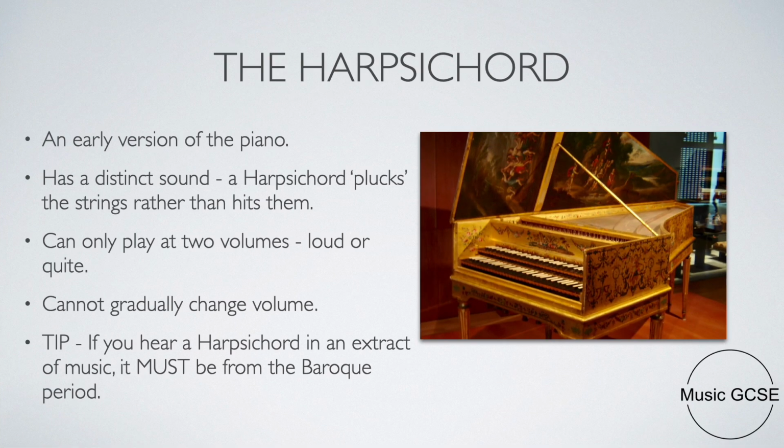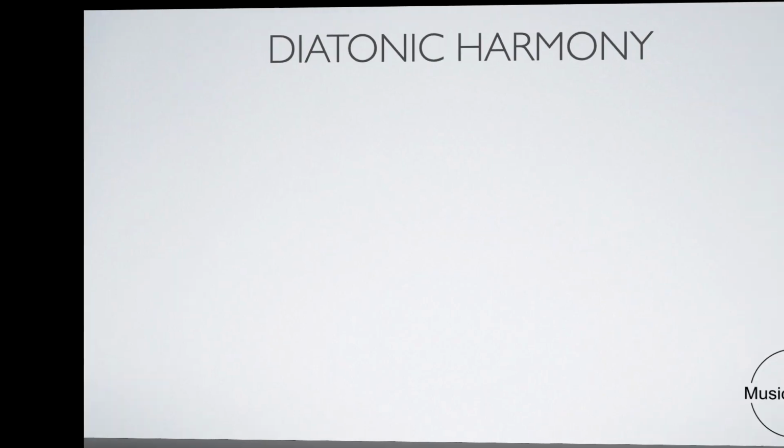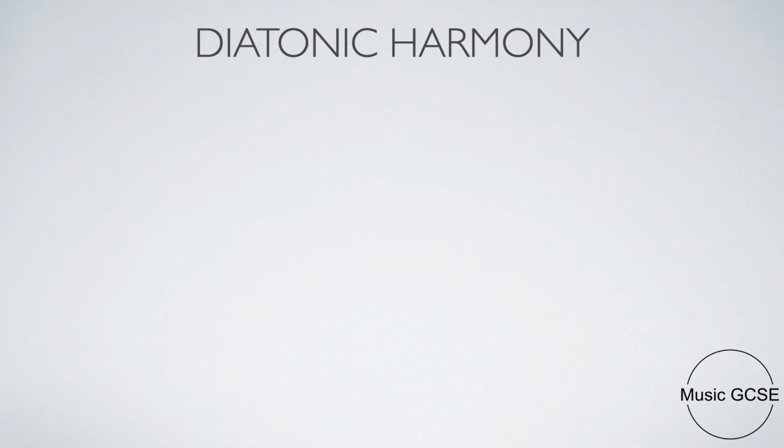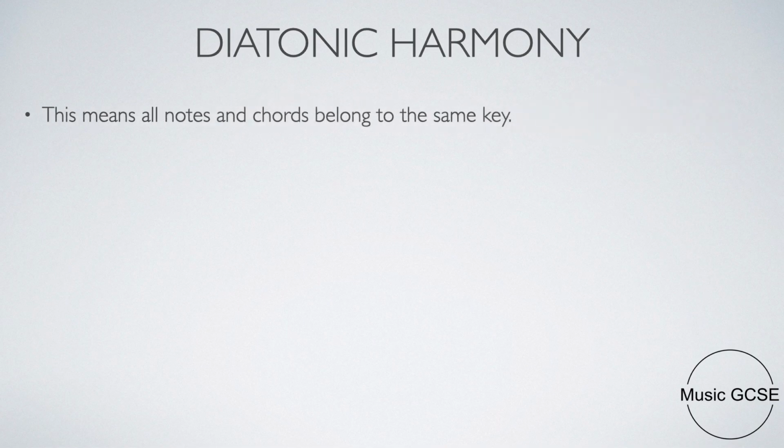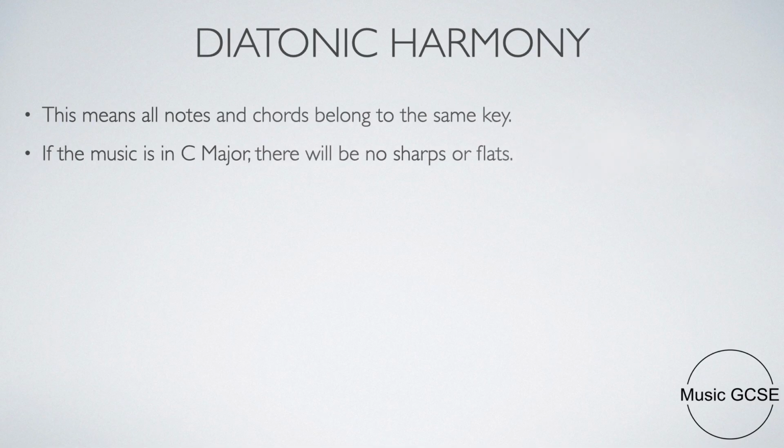So when we listed the musical features of the Baroque period a few moments ago, we said that the Baroque period uses diatonic harmony. But what does that mean? Well, if a piece of music is written using diatonic harmony, that means all the notes and chords belong to the same key. So for example, if the music is written in C major, there'll be no sharps or flats within the music. That's because the key of C major has no sharps or flats.